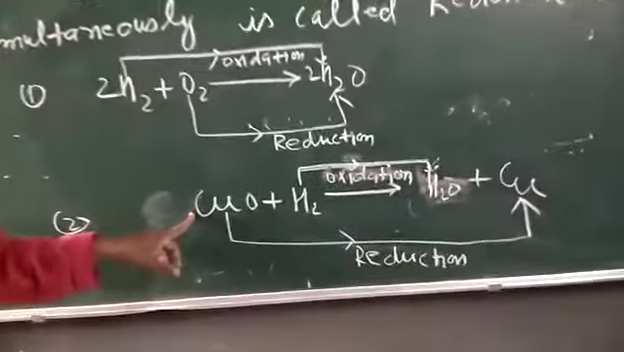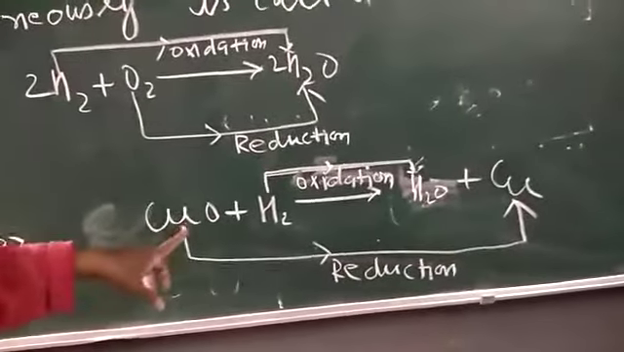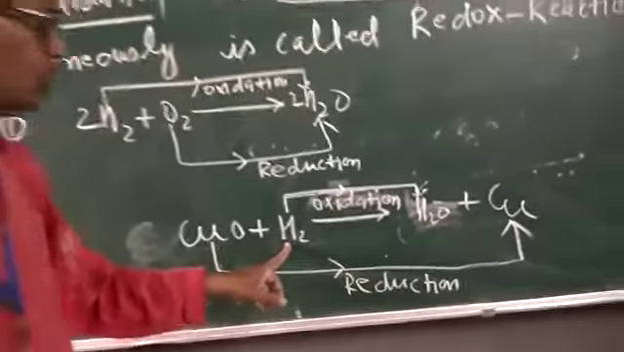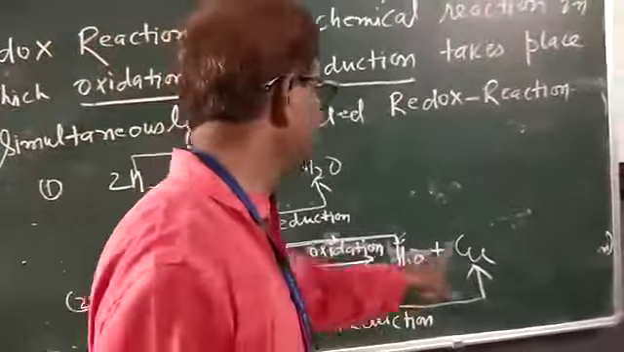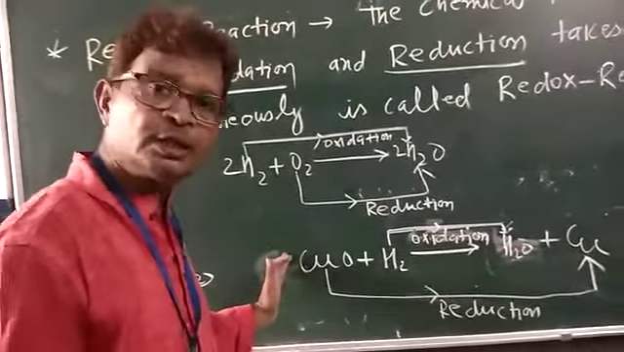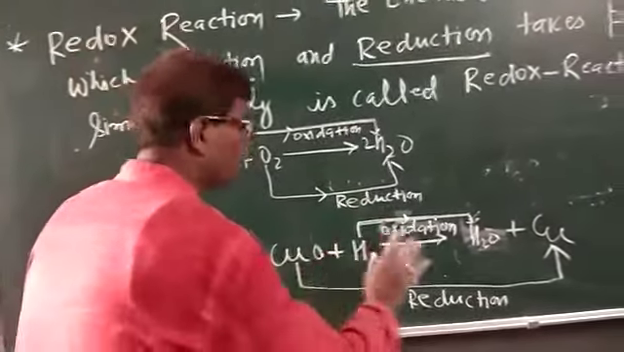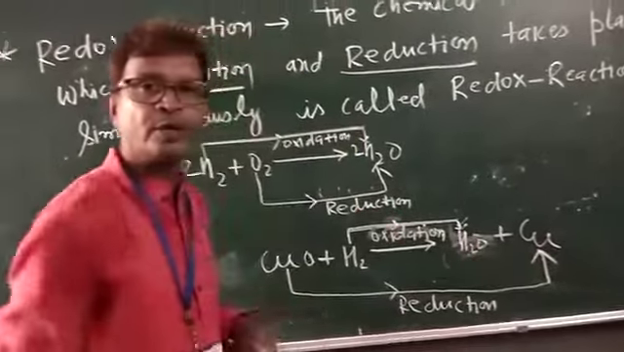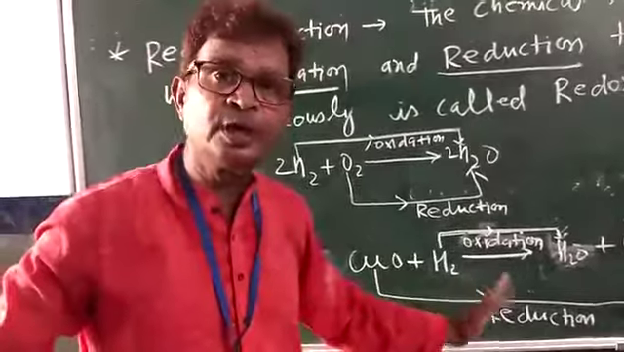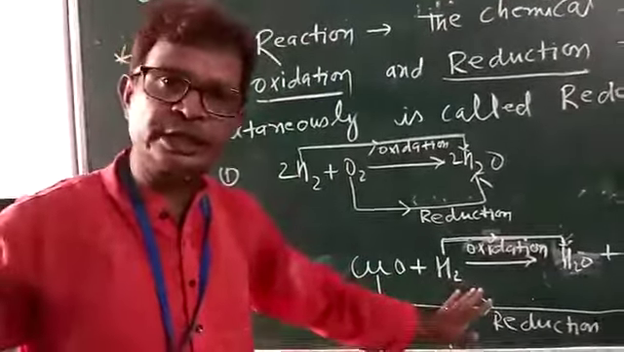In the second equation, see it cautiously. See here, when cupric oxide reacts with hydrogen, we can have water and copper. How can you have copper from cupric oxide? Oxygen is removed from cupric oxide to get copper. According to the definition of reduction, when oxygen is removed, reduction takes place. So in the case of cupric oxide, reduction takes place.